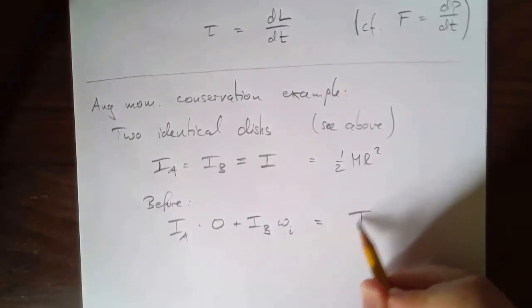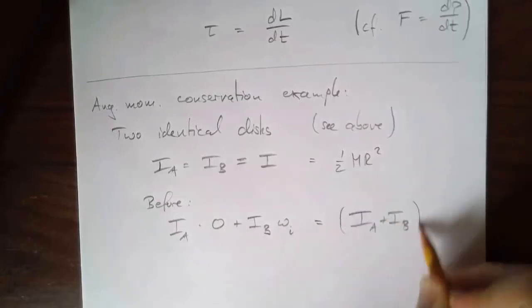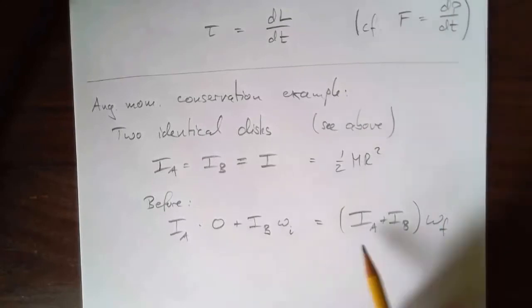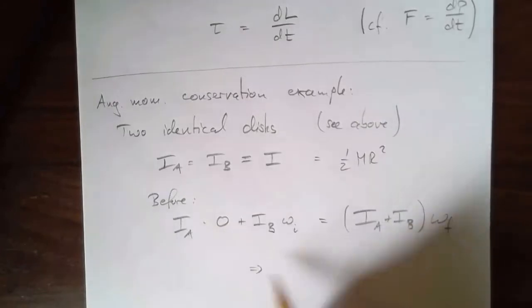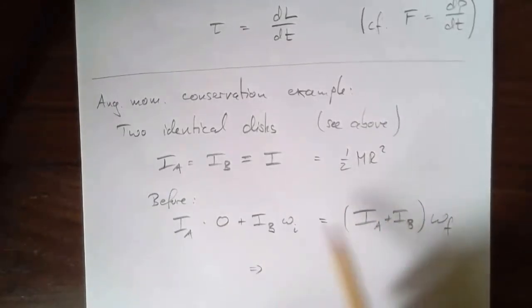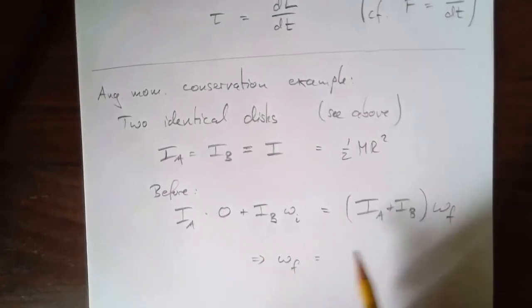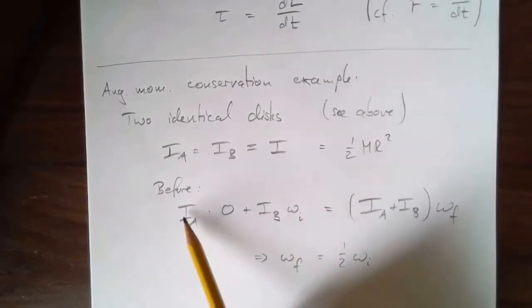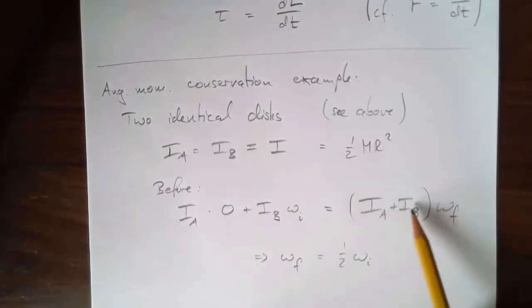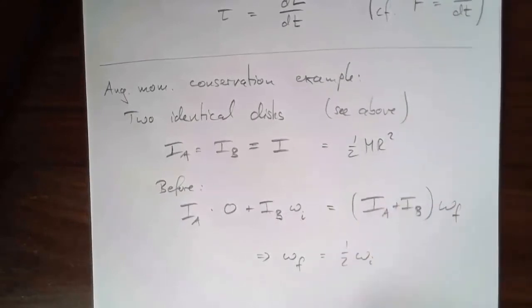So I'm going to get IA plus IB. Both get multiplied by the same omega final. Now those two are of course the same, it's all the same I, so you can straightforwardly see that this is just twice this, kind of what you expected probably, that the final angular velocity is just going to be 1/2 times the initial angular velocity, because this is 0, this is I, this is 2I, and so that's what you get. Very intuitive, extremely simple example, but just an application of angular momentum.